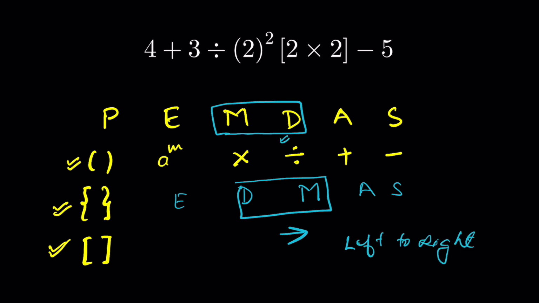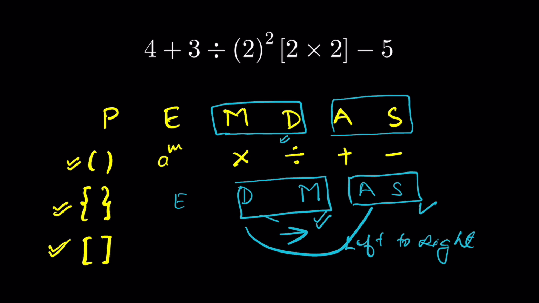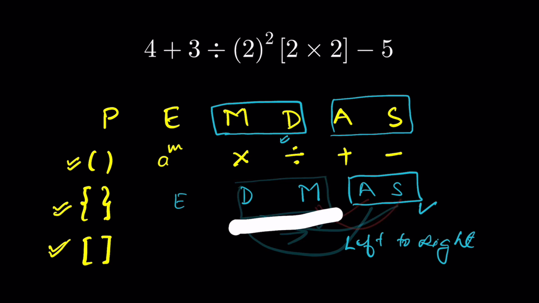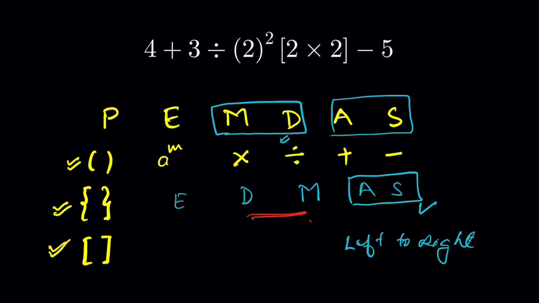Only after solving multiplication and division, we come to solve addition and subtraction, and they are also grouped together. So addition, subtraction grouped together, and division, multiplication grouped together. But when there is a choice between division and addition, or division and subtraction, or multiplication and addition, or multiplication and subtraction, always division and multiplication will have priority over addition and subtraction. So left to right choice is between these two.